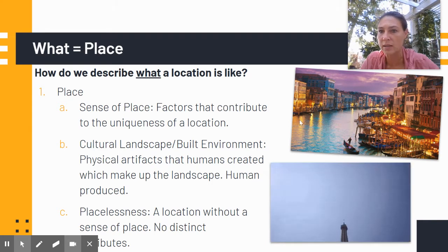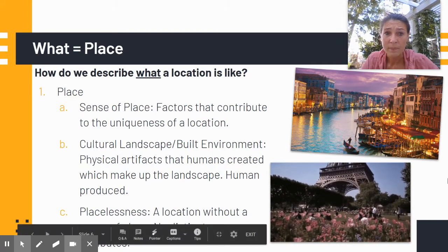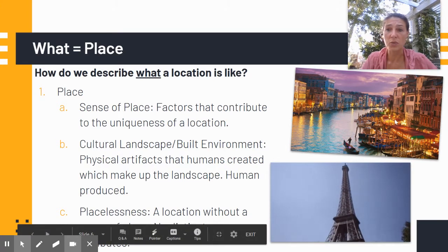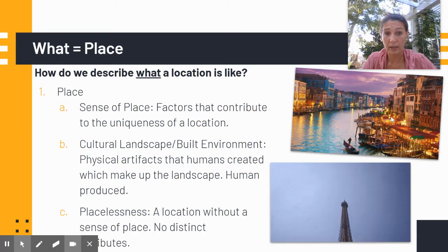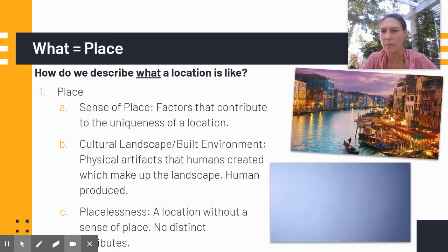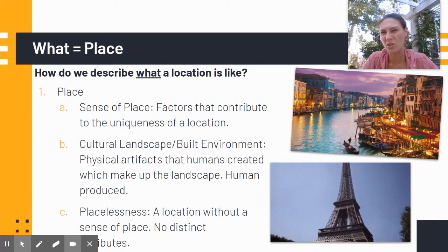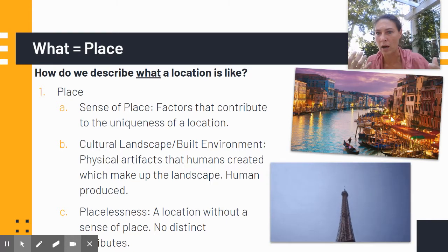The fact that you can look at this and know that this is not in the United States, and neither is this, means that there are associations that make specific places unique in some way. So there's the built landscape, but there's also the cultural features and the linguistic features, and all of these things go into place.